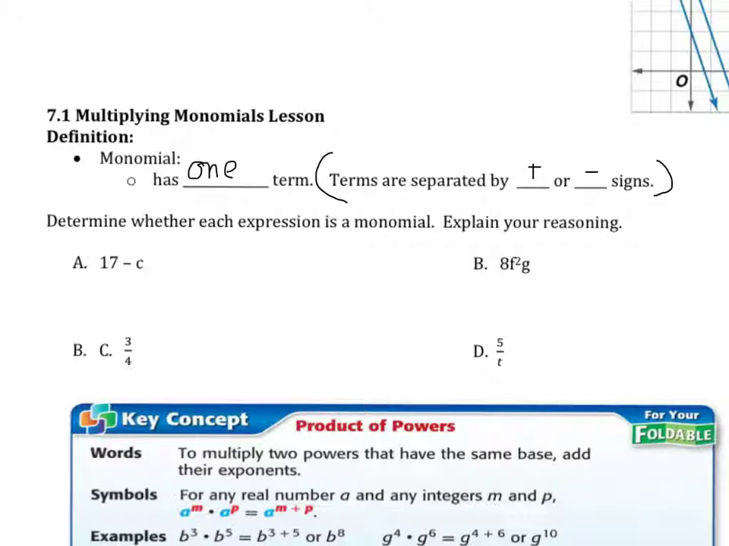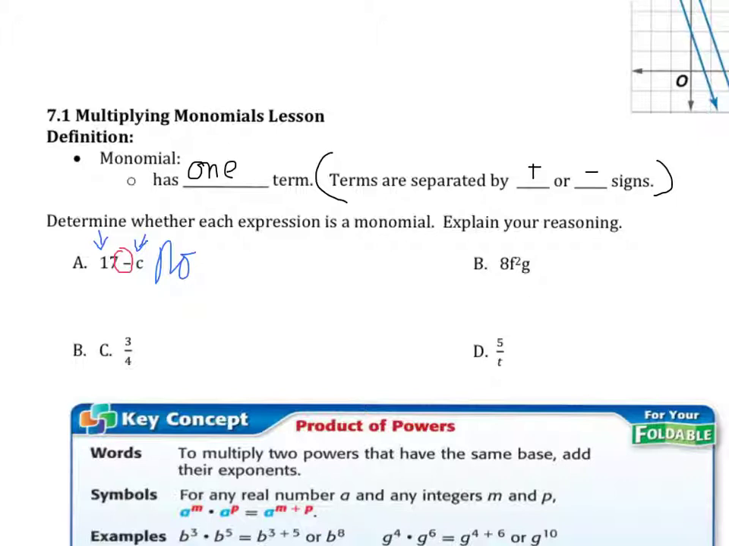Okay, so let's look at our examples below and see if they are monomials. Alright, so our first one here, we can immediately see that there's a negative sign in between what looks like two different terms, right? So we already know that this one is not going to be a monomial because it's separated by a negative sign, right?